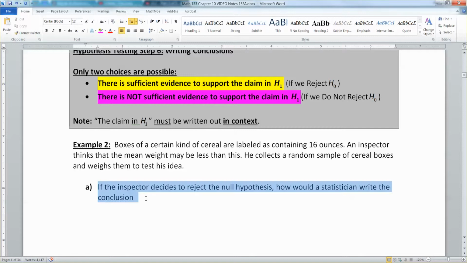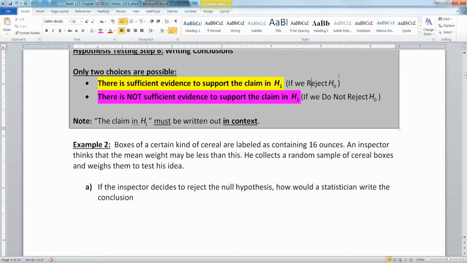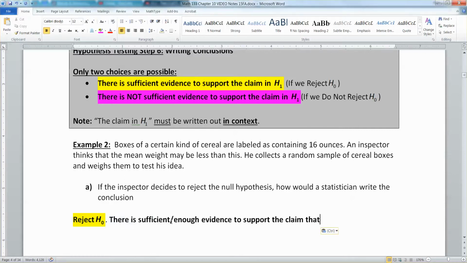So if the inspector decides to reject the null hypothesis, how would he write the conclusion? Okay, so he would say there is sufficient evidence to support the claim that, right? So that part always stays the same. And you could say enough evidence to support the claim. That's the only word you can swap out in there. So you could say enough evidence, sufficient evidence. Some students like the word enough better. That's fine. To support the claim that.